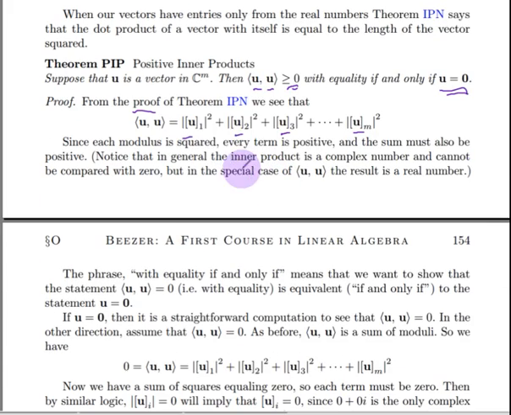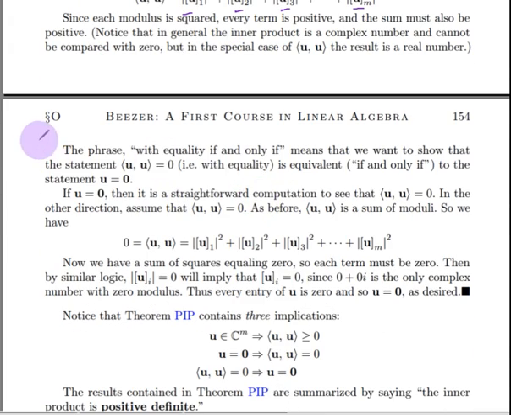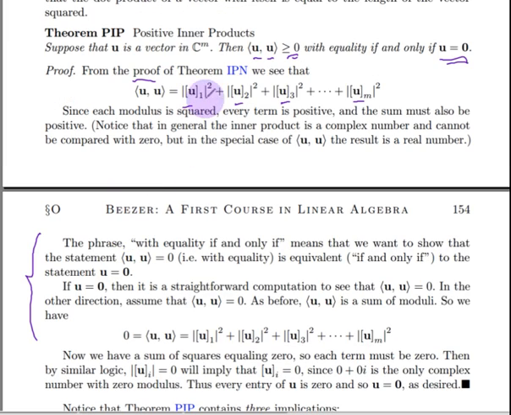Now, if these are not all 0, then this sum cannot be 0. If even one of these is not 0, then the sum is not 0. So that's what that's saying, that this sum here is 0 if and only if all of the u's are 0. So that's basically what this theorem says. You work it both ways. If all of the u's are 0, then certainly this is equal to 0. If even one of the u's is not 0, then the sum is not 0.